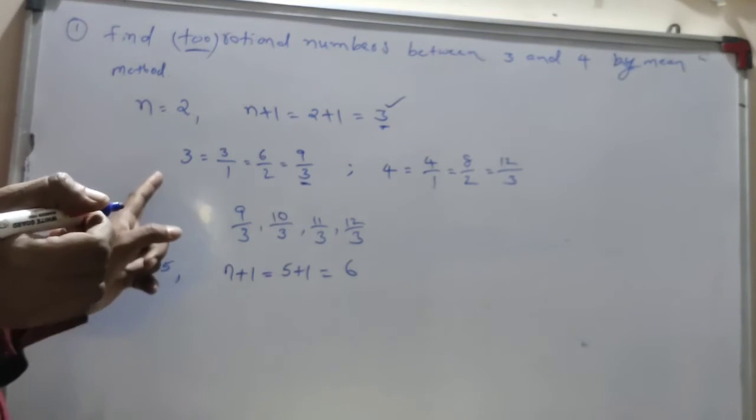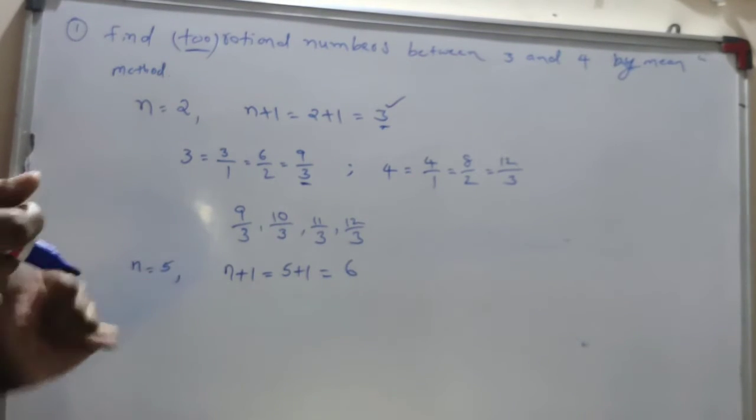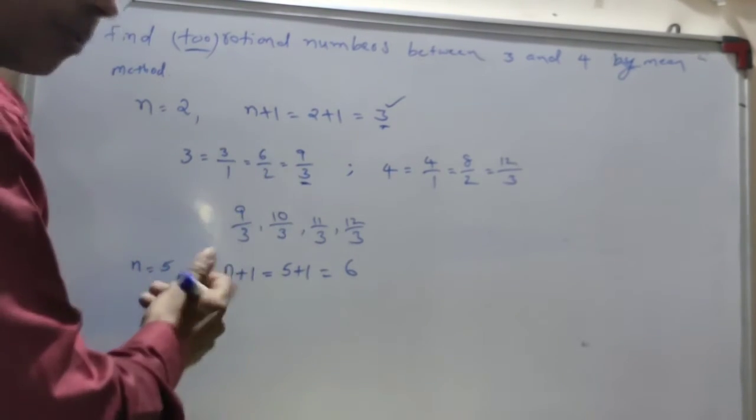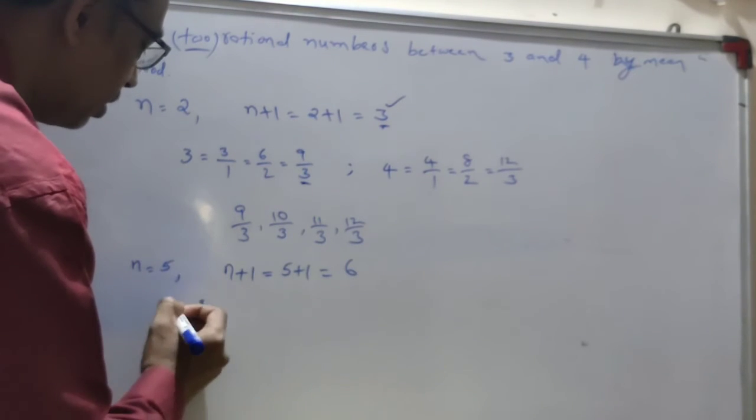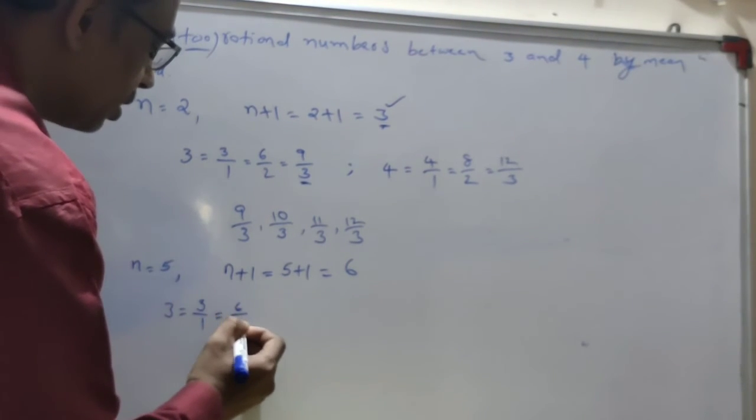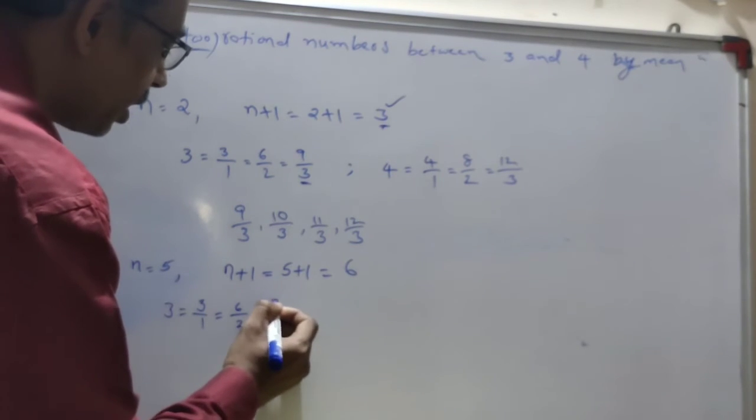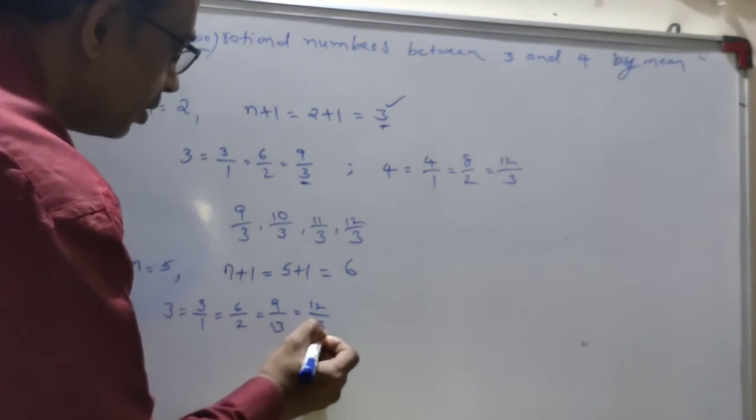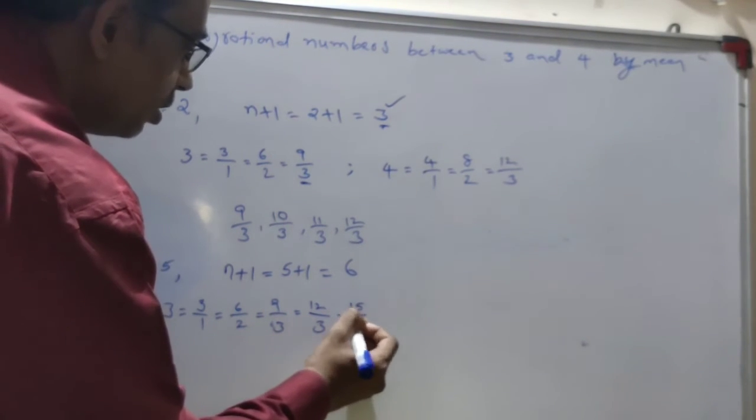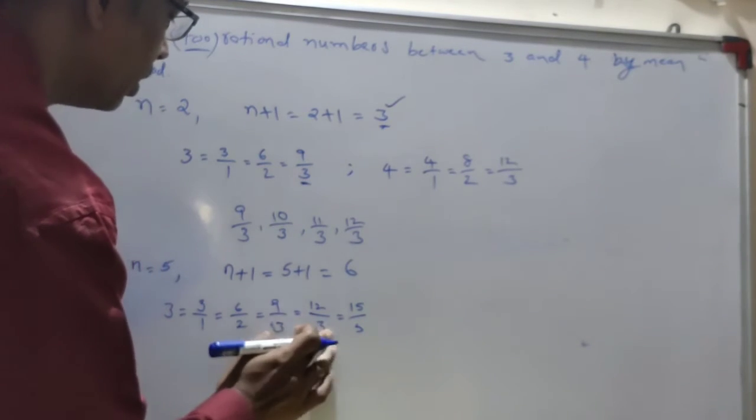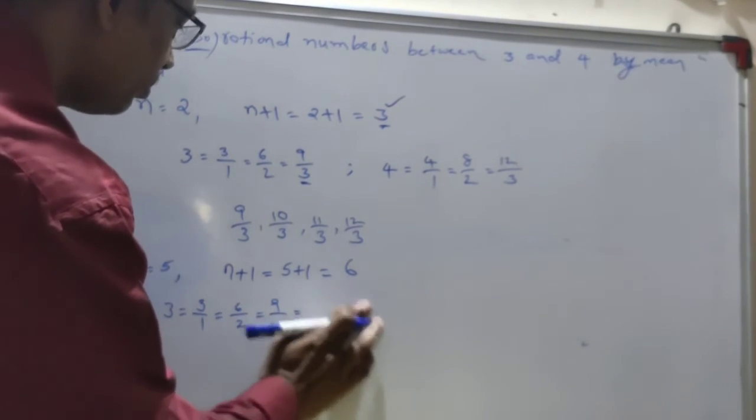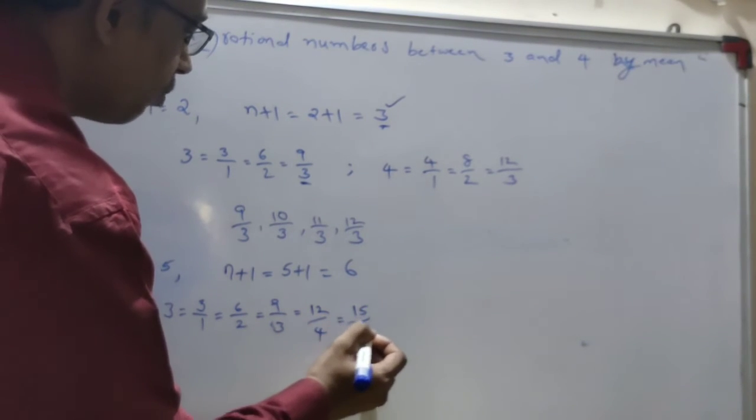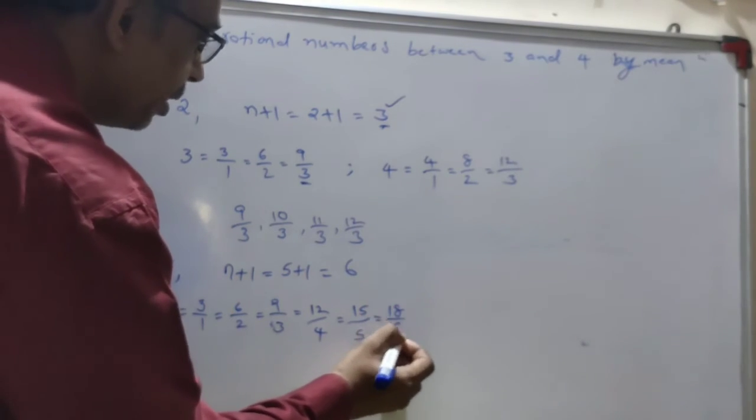Now, to get 3, make 6 the denominator. So how can we write 3 using 6 as a denominator? Again, follow the same rule. 3 is nothing but 3 by 1, 3 times 2 is 6, so 6 by 2, and again 3 times 3 is 9, so 9 by 3, and simply you can write 12 by 4, and again 15 by 5, and in the last we get 18 by 6.